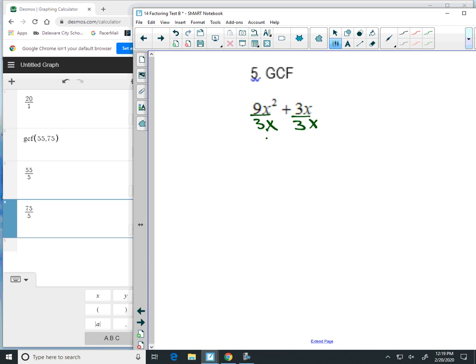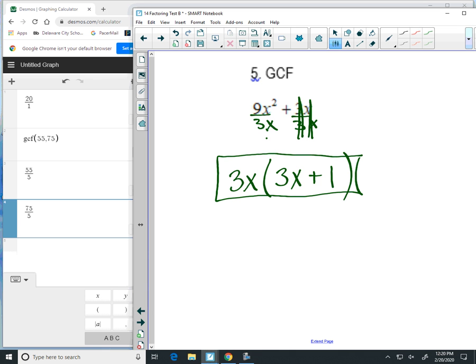Remember, if you're writing that below as scrapwork and as the GCF, then you need to be writing it on the outside as well. And now we divide. 9 divided by 3 is 3. X squared divided by x is x. 3 divided by 3 is 1. Cancel, cancel. Remember, if you see cancel, cancel, that's a 1. That's your final form.